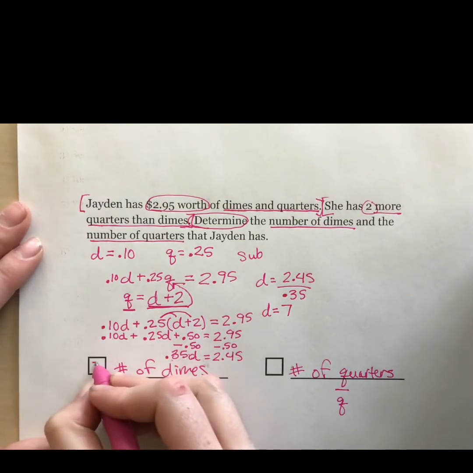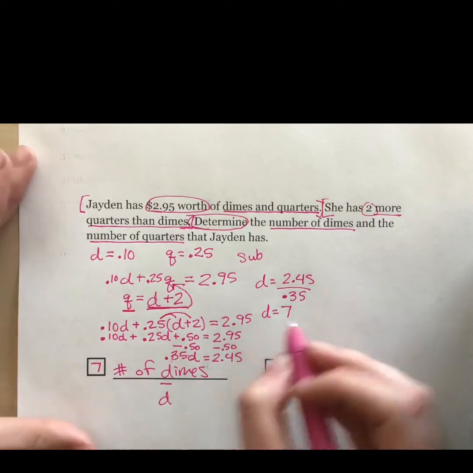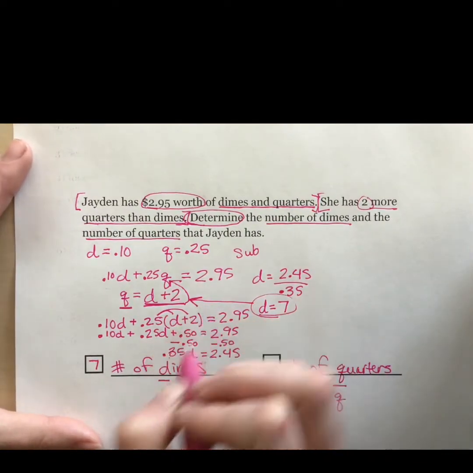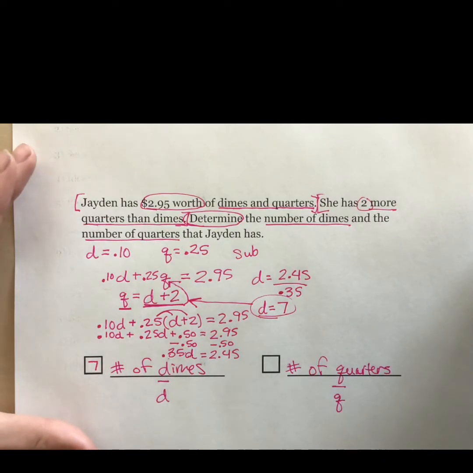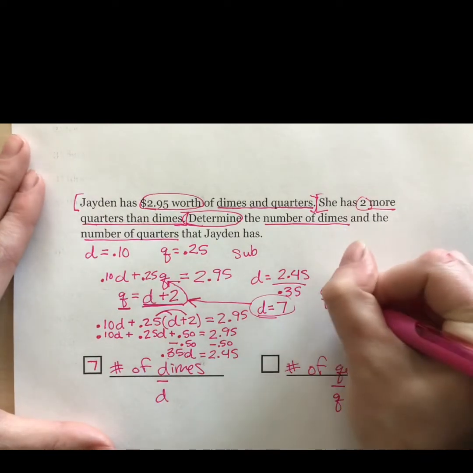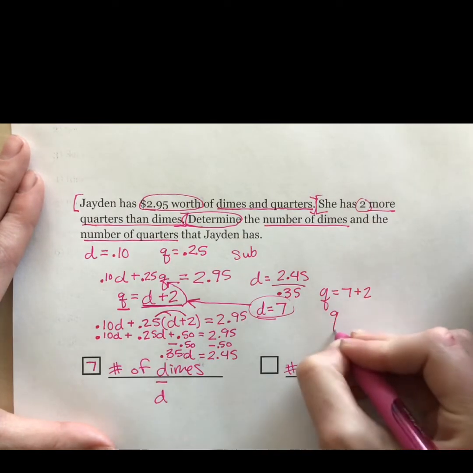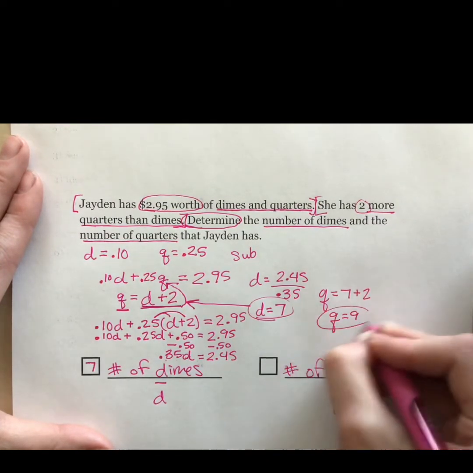So I'll put that in our box here. We have 7 dimes. Now that I've solved for dimes, I can take and plug it into my second equation, completing our final step, and solve for our amount of quarters. Quarters equals 7 plus 2, so we have a total of 9 quarters.